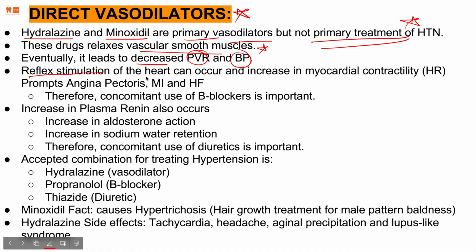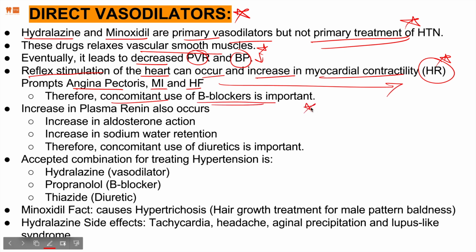The reflex stimulation of the heart can occur, right? Because if everything drops so much, the heart and the brain go, uh-oh, let's increase the myocardial contractility. That increases the heart rate. It prompts angina pectoris, MI, and heart failure because of it. Therefore, concomitant use of beta blockers is important to prevent the reflex.